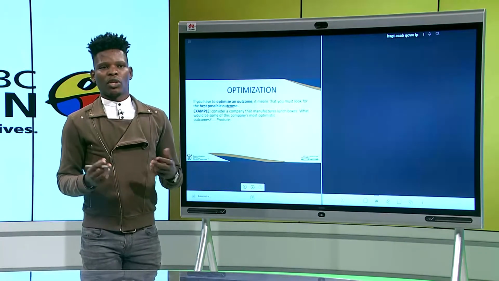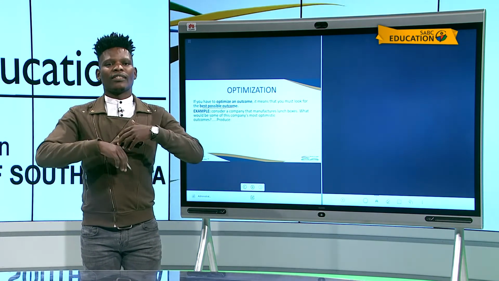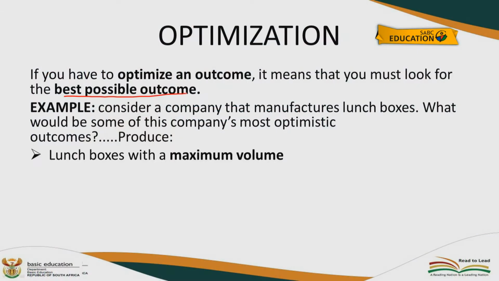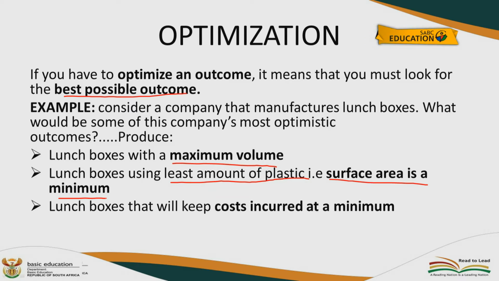Take, for instance, you have a company that produces lunchboxes. What do you think will be some of the best possible outcomes for this company? This would be to produce lunchboxes with a maximum volume. This company will also like to produce lunchboxes using the least amount of plastic. So if you are using the least amount of plastic, it means that you are keeping the surface area to a minimum. Also, this company would like to produce lunchboxes that will keep the cost incurred at a minimum.